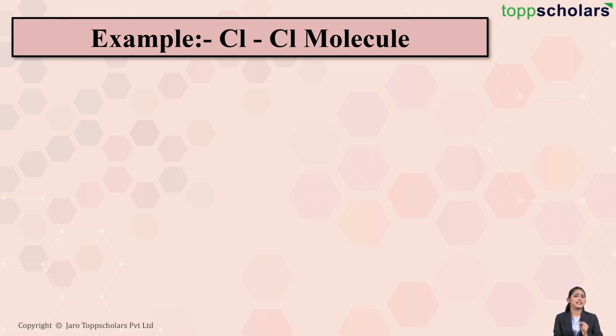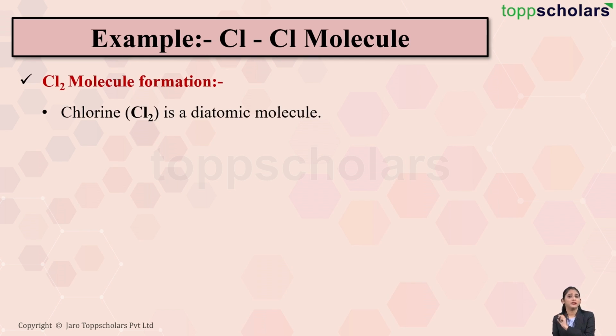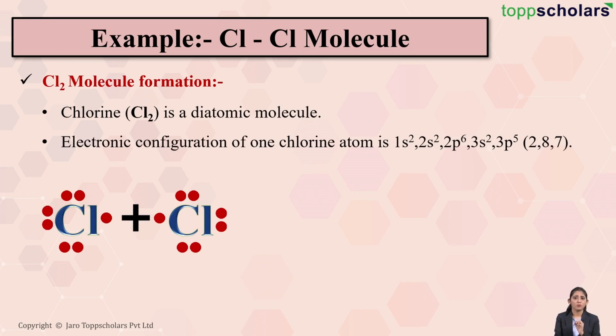Now let's take another example: formation of chlorine molecule. So chlorine molecule is made up of two atoms of chlorine, so we have a chlorine single bond. Chlorine molecule, as we said, is a diatomic molecule, which means that it has two atoms of chlorine. Now, if we talk about the electronic configuration of chlorine atom, it is 1s2, 2s2, 2p6, 3s2, 3p5, which simply means that the electronic configuration is 2, 8, 7.